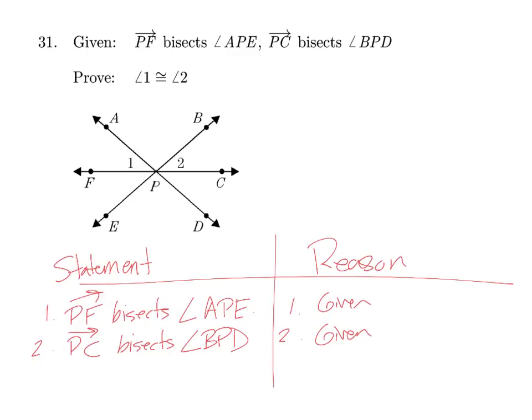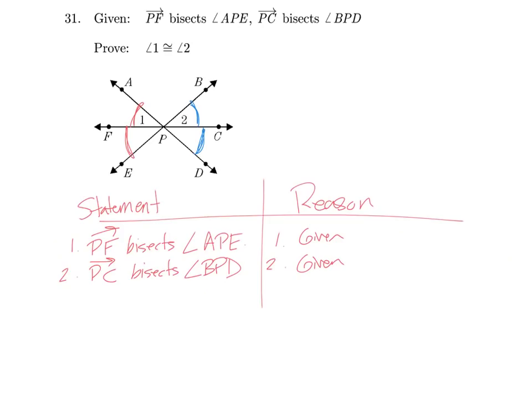Alright, I have to prove angle 1 is congruent to angle 2. Alright, PF bisects APE. Alright, these are the same. And then PC bisects BPD. These are the same. Okay, we have to prove angle 1 is congruent to angle 2. Okay, let's do this. Alright, so we're going to use some numbers and some letters to describe angles here. So I'm going to have angle 1 is congruent to angle FPE. That's just definition of angle bisector.